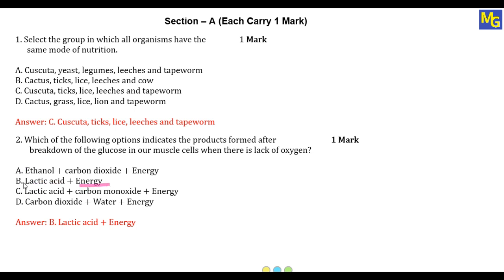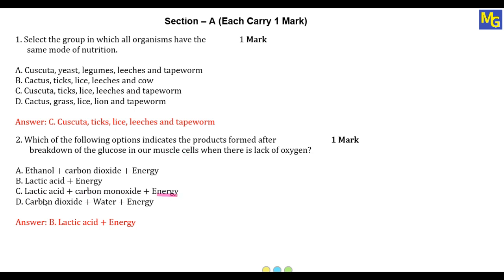So here lactic acid and energy is the correct option, because in muscle cells, due to the lack of oxygen, glucose is converted into pyruvate, and that pyruvate will convert into lactic acid and energy. Due to the deposition of this lactic acid, we can experience pain or cramps in the muscle when we are doing work or exercise. Option C is lactic acid, carbon monoxide and energy.